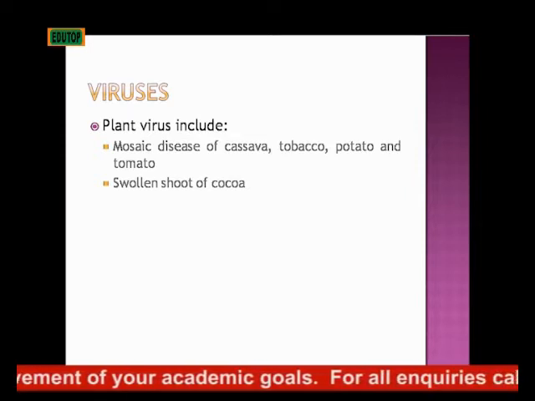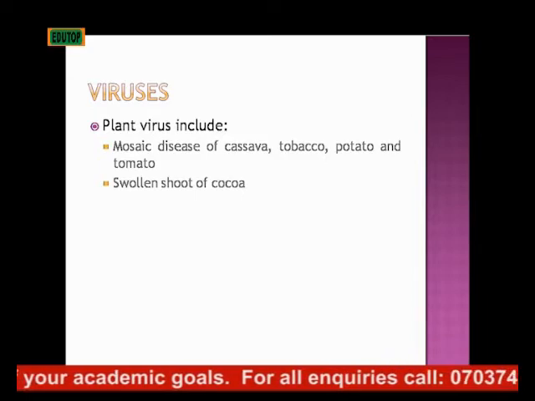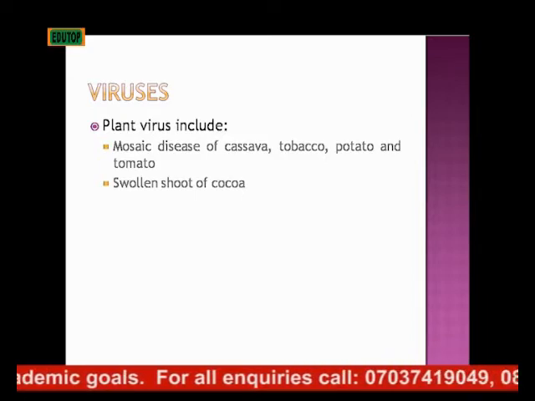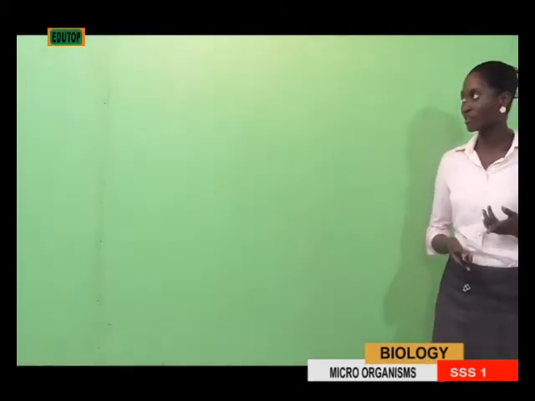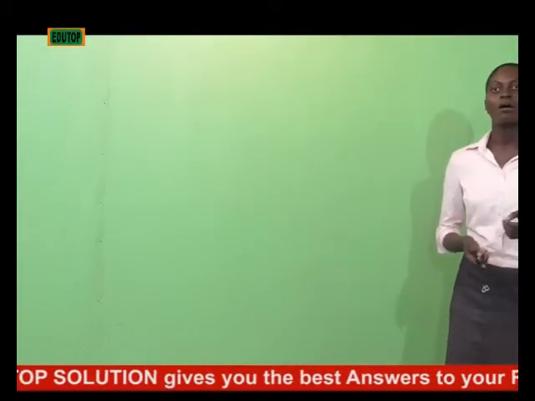Another example of virus in plants is the swollen shoot of cocoa. They also affect the shoot of cocoa. So when you look at a cocoa plant that's affected, you discover that the shoot is swollen. It's an effect of a virus.